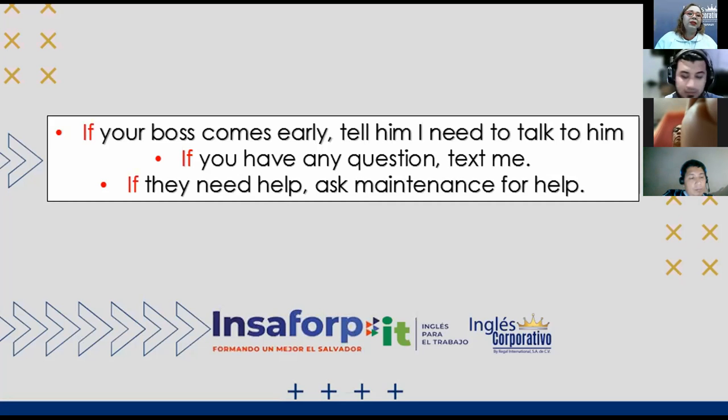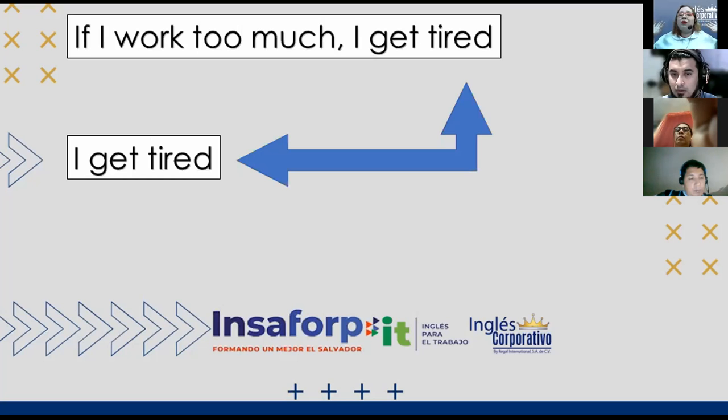Okay, let's go and see some examples because we can change the order. We can change the order. What we cannot change in zero conditional is the tense of the verb we are using. In this case, present simple. Okay, si no está en presente simple, entonces no es zero conditional. Es otra cosa menos zero conditional.